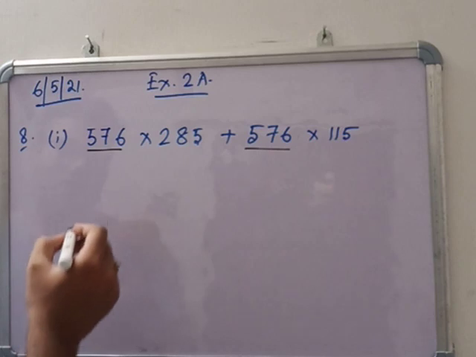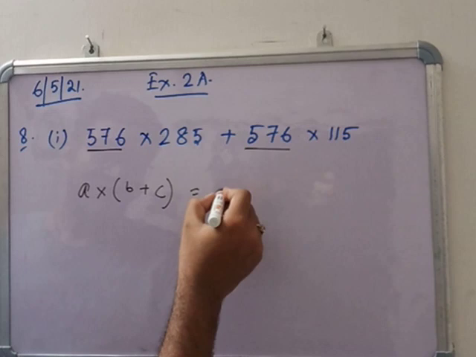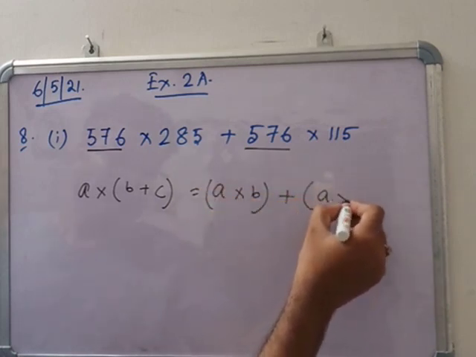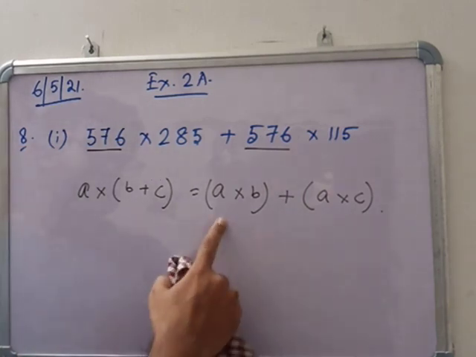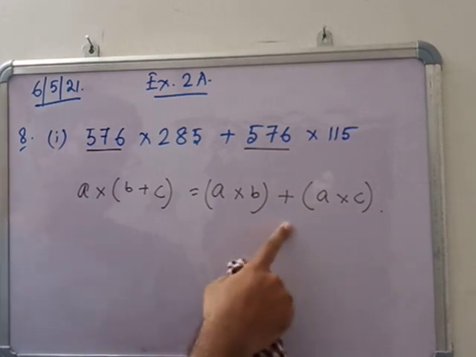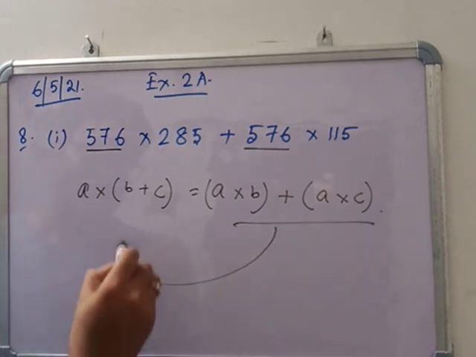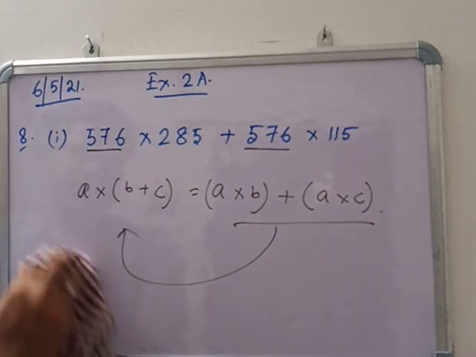So we know that the distributive law means A into (B plus C) equals A into B plus A into C. This is the distributive law of multiplication over addition. Now this form is given, and you have to transform it into the other form and find the simplest form.